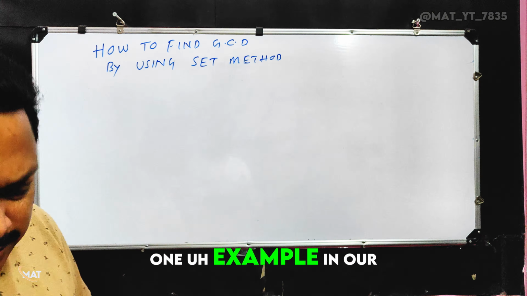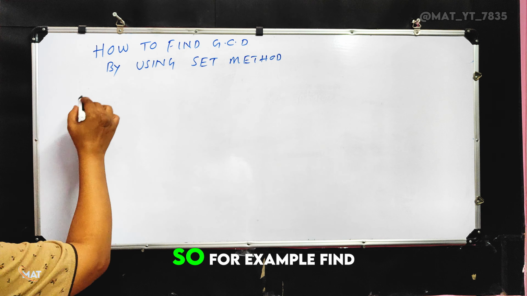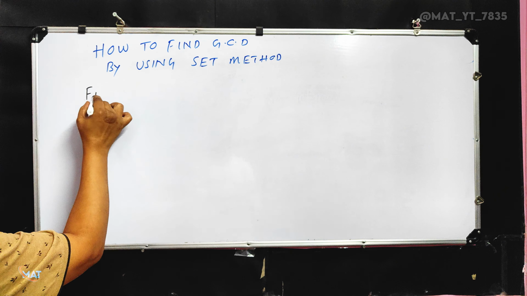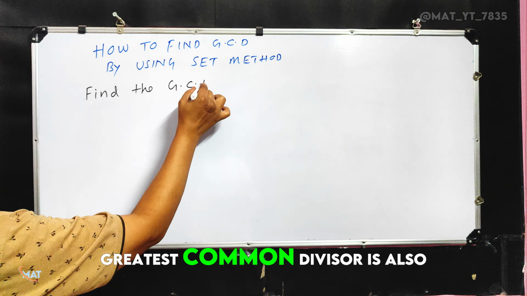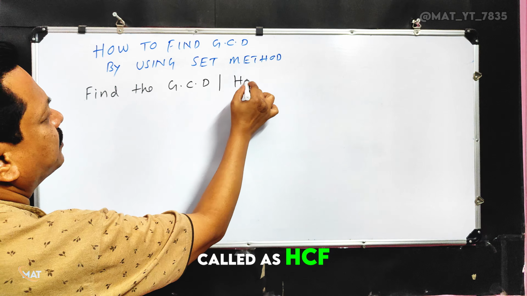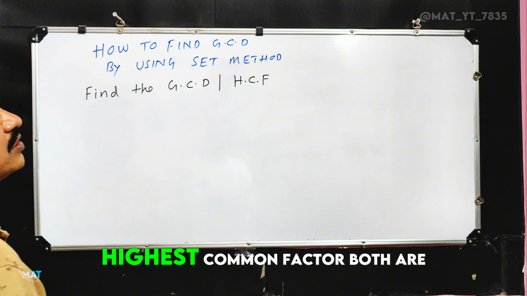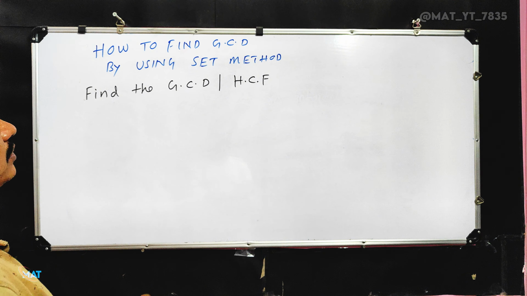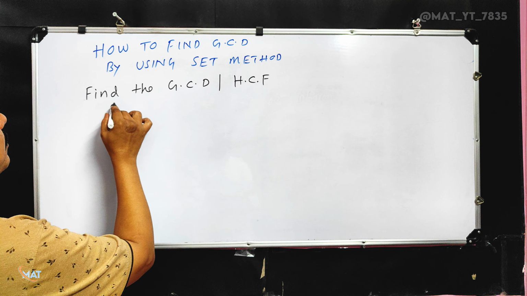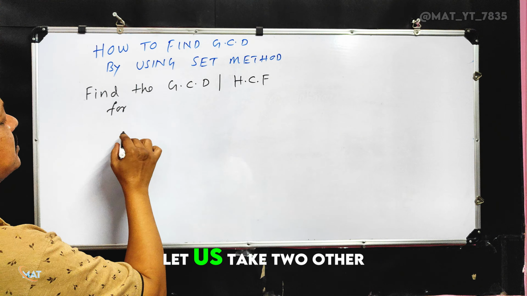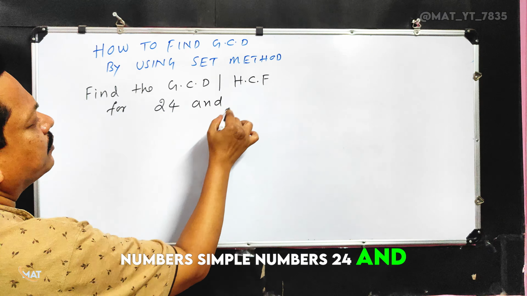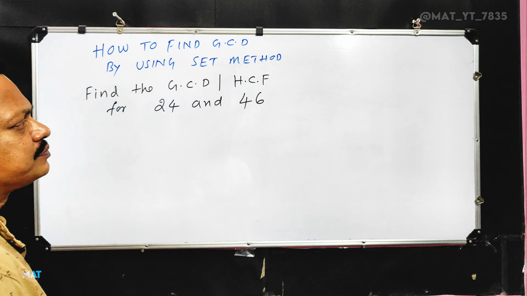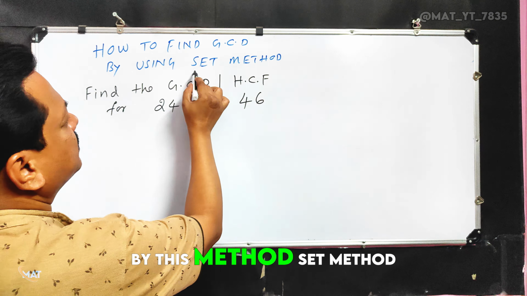Let us take one example in our case. So for example, find the GCD, greatest common divisor, which is also called HCF, highest common factor. Both are the same. Let us take two simple numbers, 24 and 46. 24 and 46, by this method, the set method.